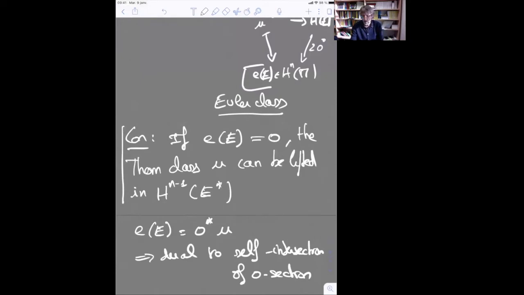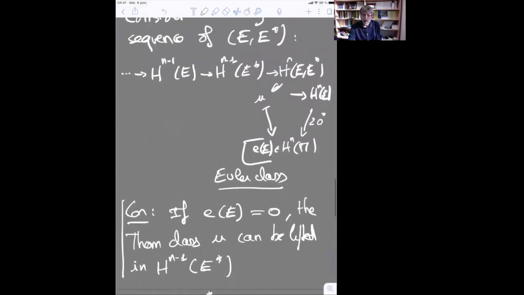So in some sense, if you can lift U to a class in H^{n-1}(E*), you find a way to give a meaning to linking with the zero section. It's not canonical because there is a kernel, which is the degree n-1 cohomology of E. But each time you find a lift, you choose a way to measure the linking. Of course, it would be much better to have a canonical way to measure this linking, and we will come back to this later.